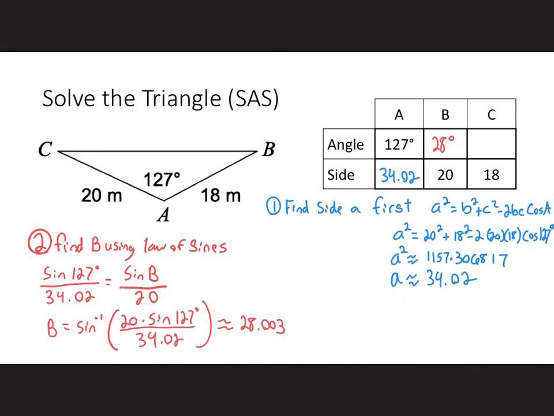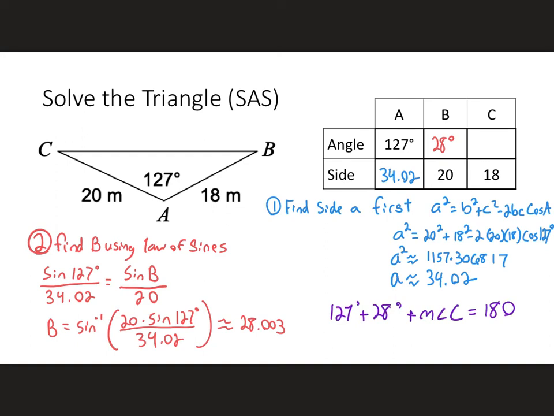All right, now finding angle C is actually going to be pretty easy because we know that angle A plus angle B plus angle C add up to 180 degrees. And so I can write that as an equation, and I don't actually need to use the law of sines again. I could use the law of sines again, but I can just subtract to find angle C.